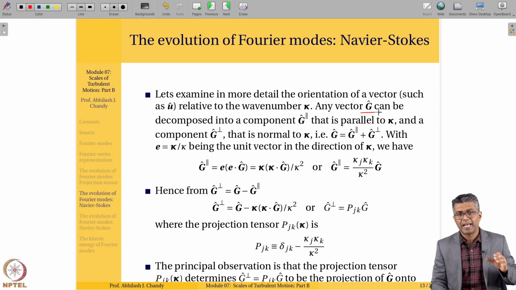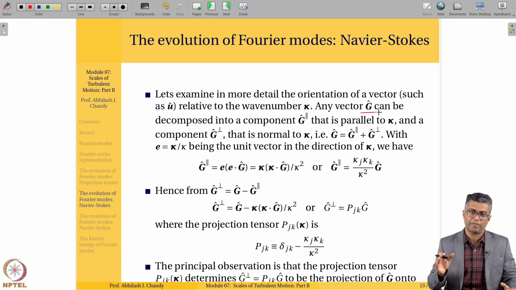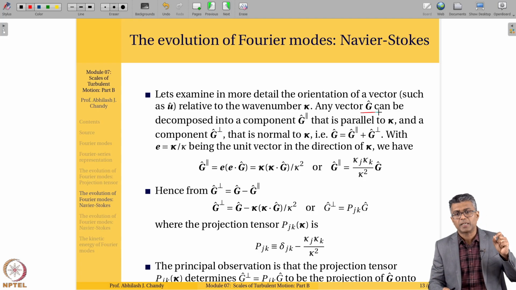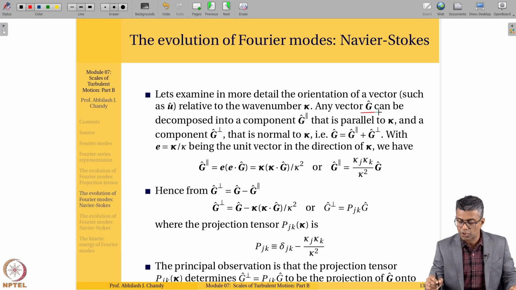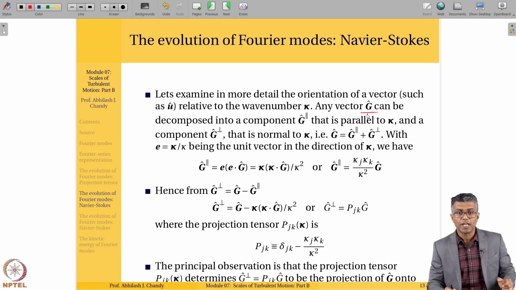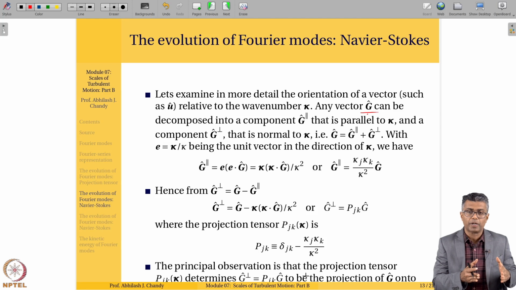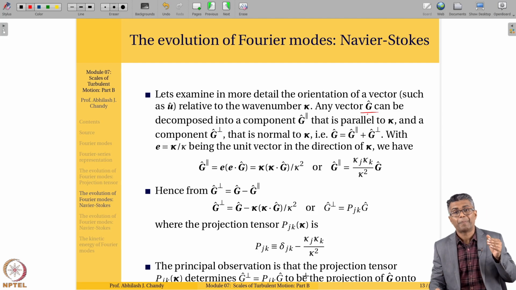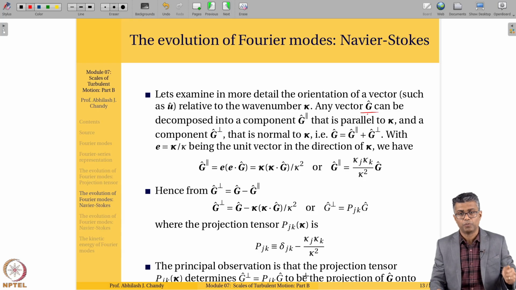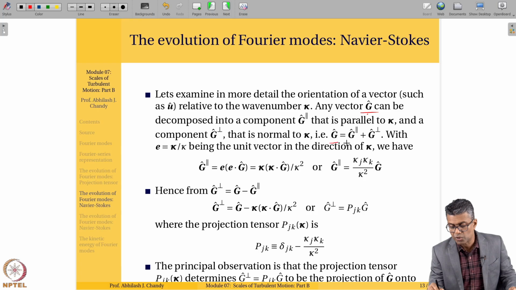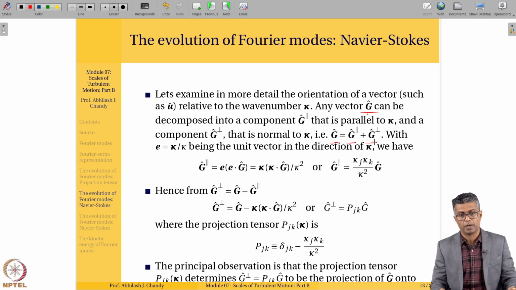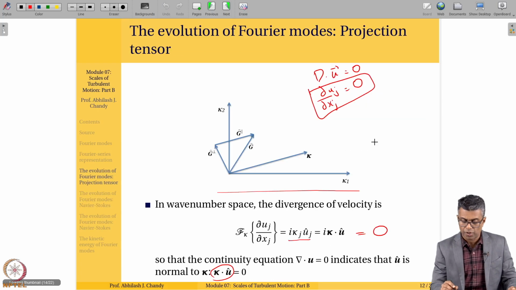Okay, and let's look at its orientation with respect to the wave number vector kappa. Now we can decompose any such vector g hat into a parallel component and a perpendicular component, parallel to the wave number vector and perpendicular to the wave number vector, which means in vector space that g hat is g parallel plus g perpendicular, which is what is drawn here.